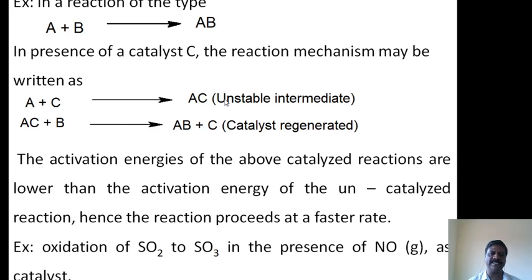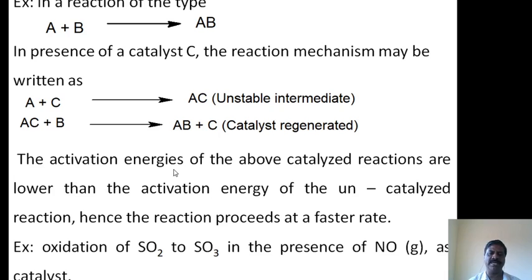Then this AC combines with the other reactant, B, to form the product AB, and C is set free; it is regenerated. The unstable intermediate combines with the other reactant to form the product with liberation of the catalyst, which is set free.